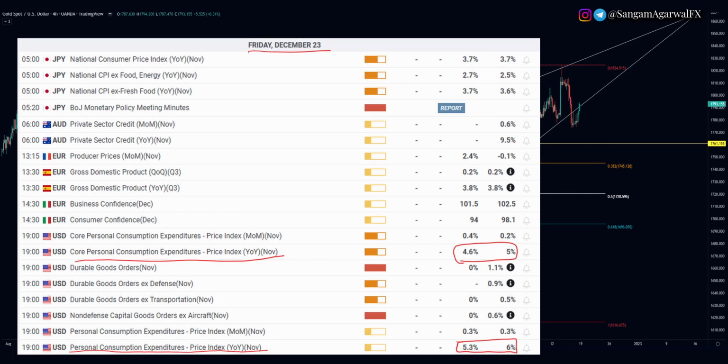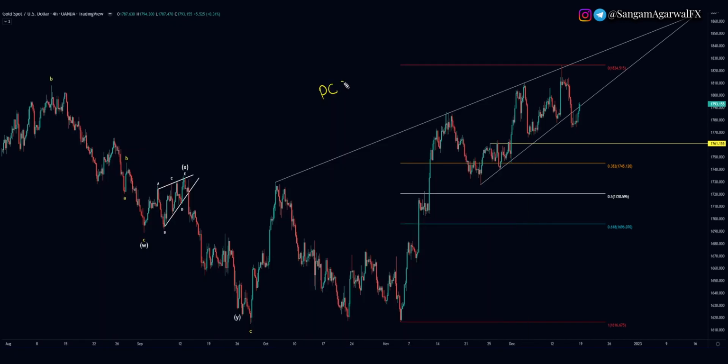And on economic calendar this week on Friday, only important thing is Fed PCE inflation number.